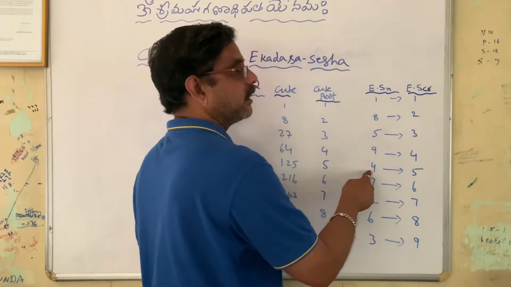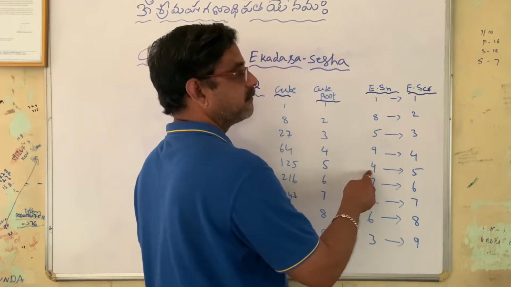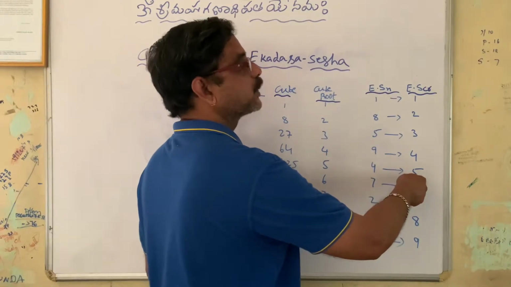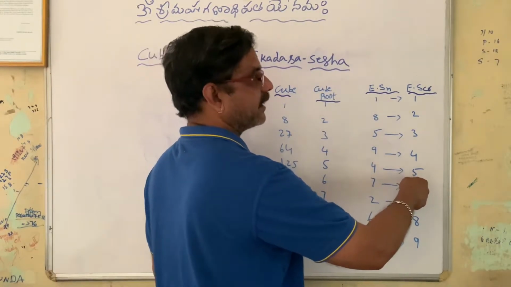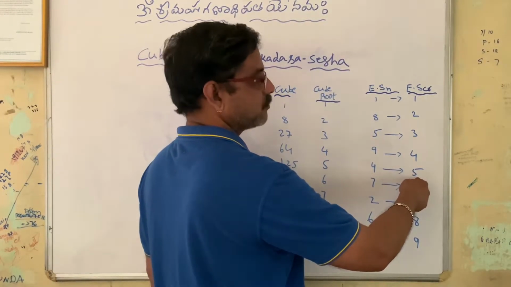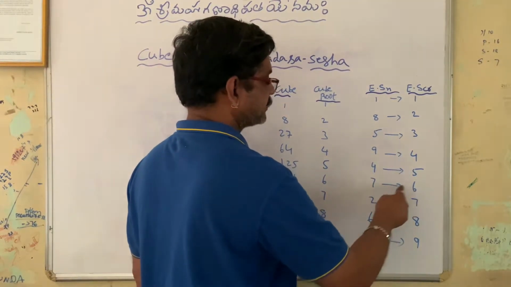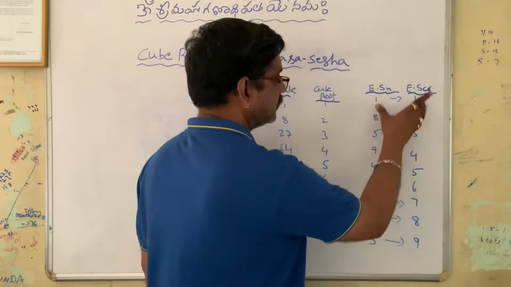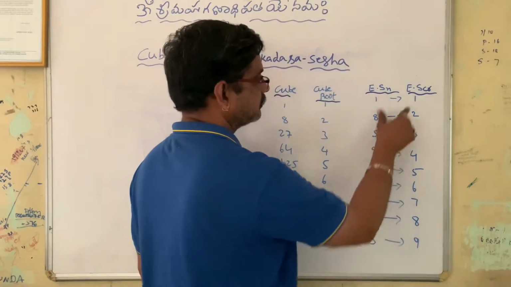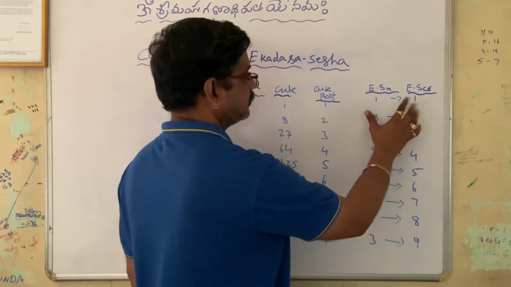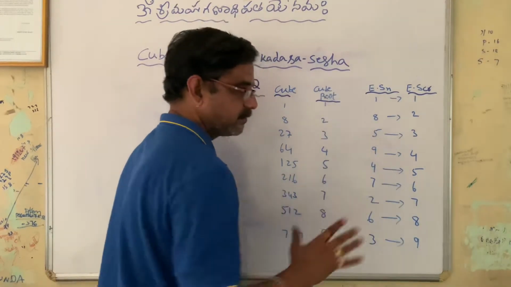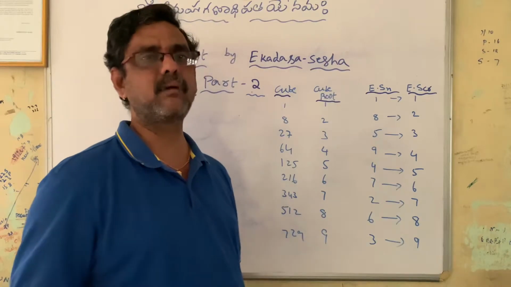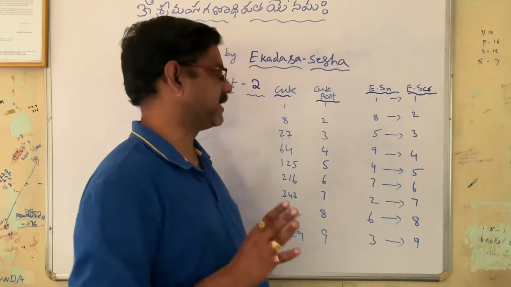If the remainder when we divide a number by 11 is 4, then its cube root when divided by 11 has remainder 5. Similarly, 7 and 6, 2 and 7, 6 and 8, 3 and 9. These are very, very important. You have to keep all these in mind when we are doing the cube root of either a 7-digit number, an 8-digit number or a 9-digit number.